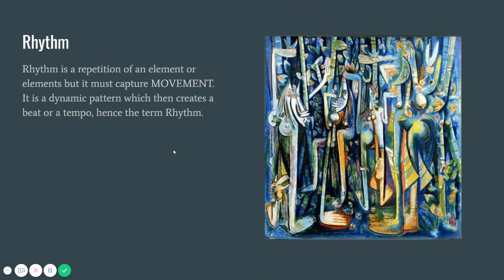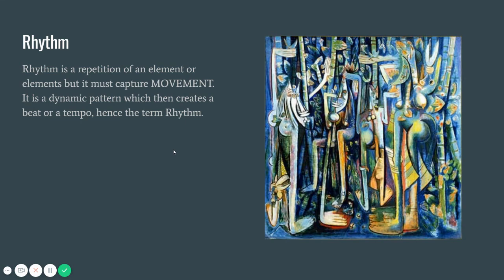Now, along those same lines, but also having many differences, is rhythm. Rhythm, I think, is a difficult principle for students to pick up in artwork. Rhythm is also about repetition. Repetition of an element, but the difference between rhythm and pattern is rhythm has to capture movement, okay? It cannot be still or static.